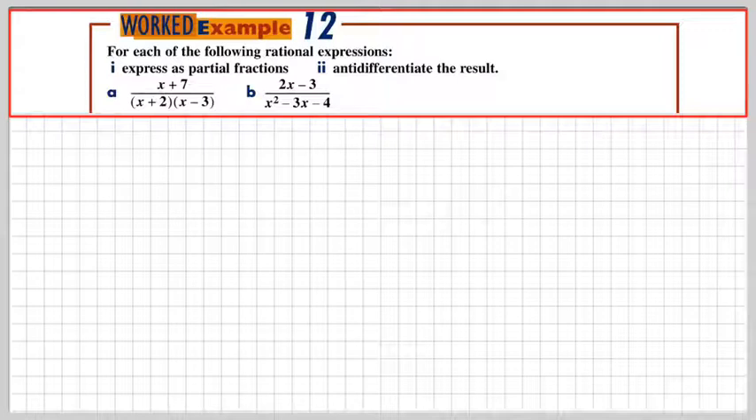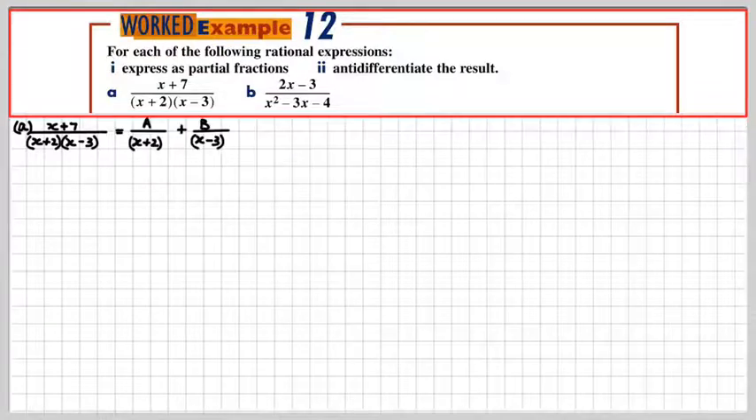Okay, so what's this? For each of the following rational expressions, we have to express them as partial fractions, and then we have to anti-differentiate the result. There's two of them there. Righto, A today, hooray. We've got this one. Now, the first thing you look at is the degree of the numerator and the degree of the denominator. Degree 1, degree 2. When you multiply that out, it'll be a quadratic of degree 2. So we don't have to do any dividing of the denominator into the numerator. We just have to partial fractionate it straight off.